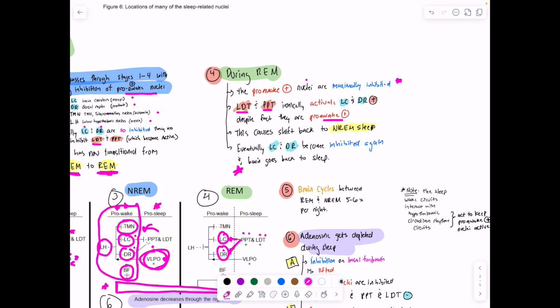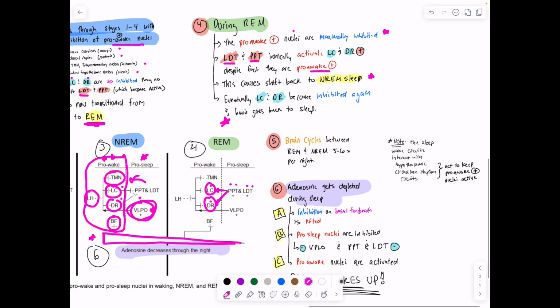And then this will cause a shift back to NREM sleep, but eventually locus coeruleus and dorsal raphe will become inhibited again, and the brain goes back to REM sleep. All right, so you go from REM to non-REM based on the fact that the PPT and LDT are going to stimulate these guys, and then the VLPO is still going to inhibit all of these guys, right? So you get kind of a tug of war going on, and as a result, you go from REM to non-REM overall, as a result of the locus coeruleus and dorsal raphe being stimulated.